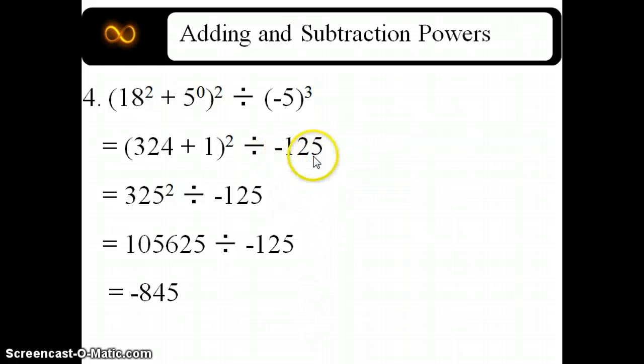That goes there. Now we still have to deal with the brackets, so 324 plus 1 is 325, squared. We haven't dealt with the square yet. We brought down the negative 125. Our next step is to deal with the squaring because it's an exponent. We must do all exponents before we do divisions, order of operations. 325 times 325 is 105,625. And then we have division, and then negative 125 again.